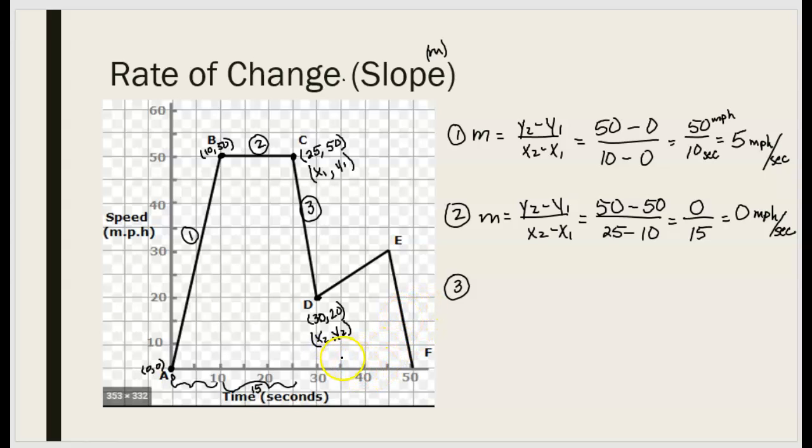All right, so now we're going to fill in the formula. Well, I'm writing out the formula. I actually want to talk to you about this line first, though. So from point C to point D, notice that my line this time is going down as it goes to the right. So what that means is my speed overall is going to be decreasing over this amount of time.